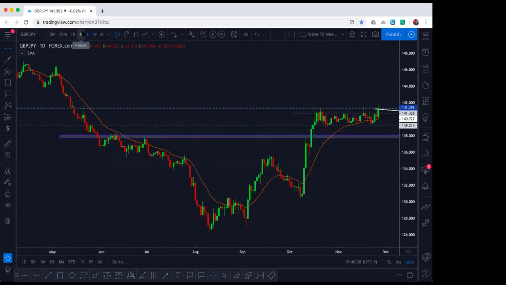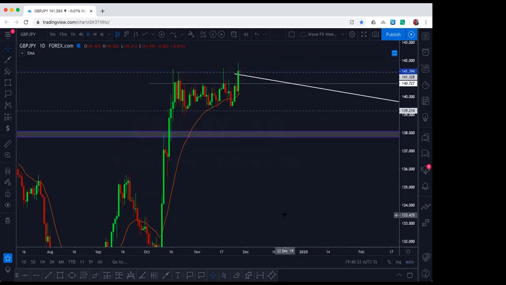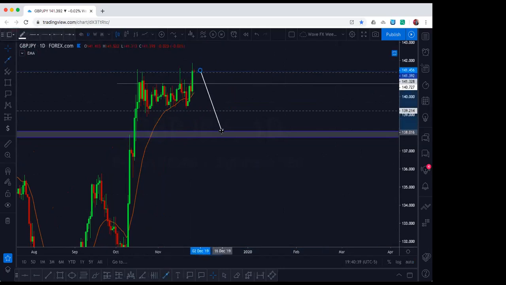So I'm not really looking to be buying this pair as yet. Still need to see overall movements to the downside out of this before I look for any buying potential. So my buys out of this would be down in these overall areas.